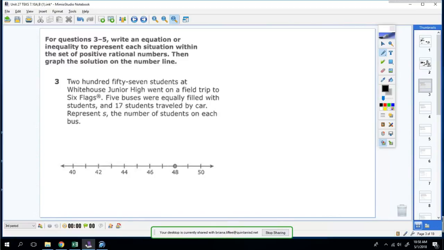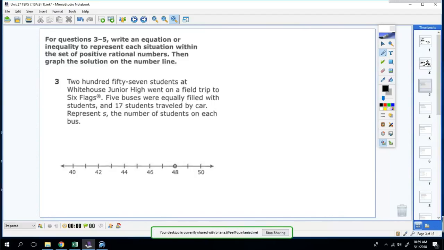So for questions 3 through 5, write an equation or inequality to represent each situation within the set of positive rational numbers. Then graph the solution on the number line. It says 257 students at White House Junior High went on a field trip to Six Flags. 5 buses were equally filled with students. 17 students traveled by car. Represent the number of students on each bus.